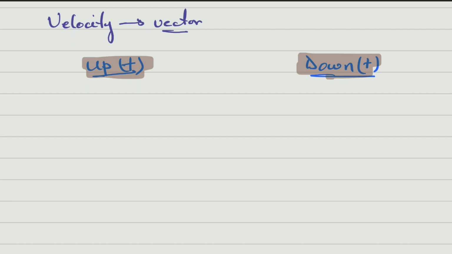Okay, so let's start with an object that is moving up. We're going to be looking at this situation where an object is being thrown up from the ground. It does not really matter from where it was thrown up. You need to know that eventually the object will be at the maximum height, and at that point the velocity of the object is going to be equal to 0.